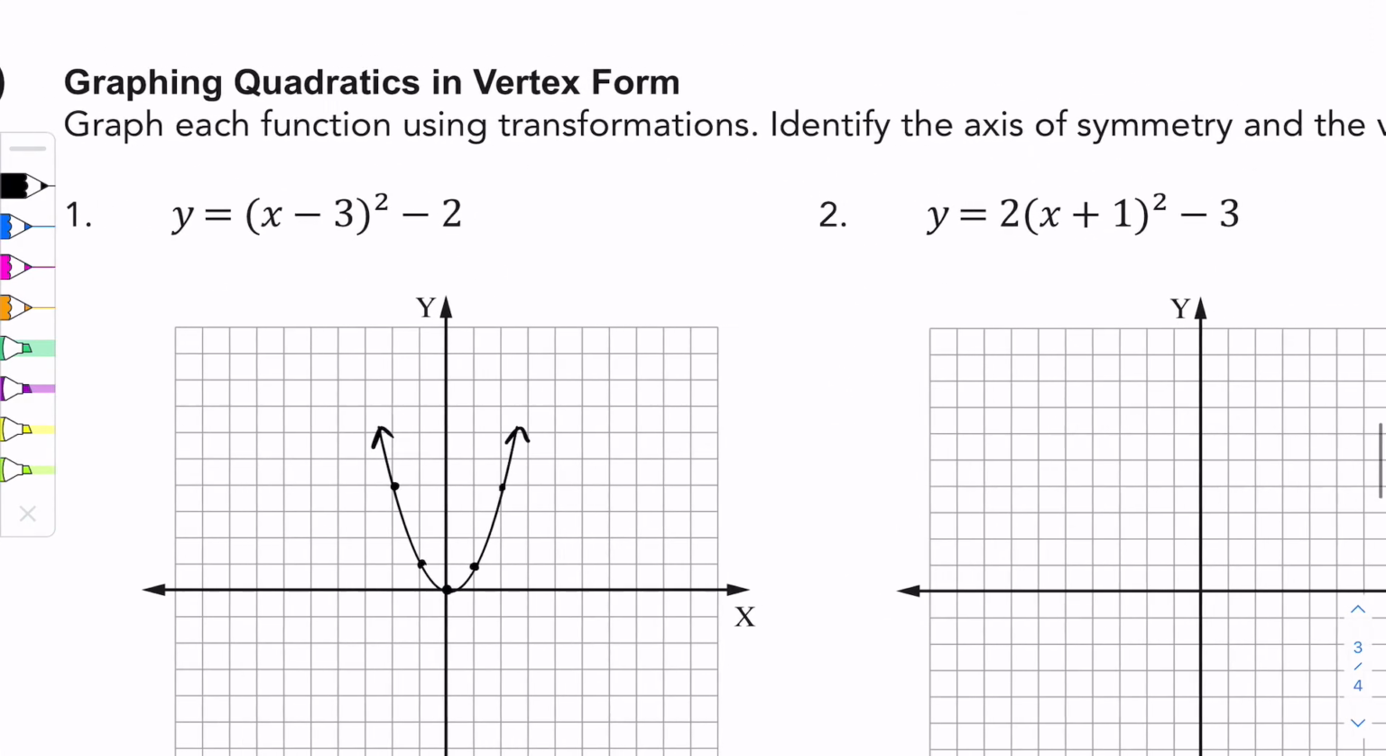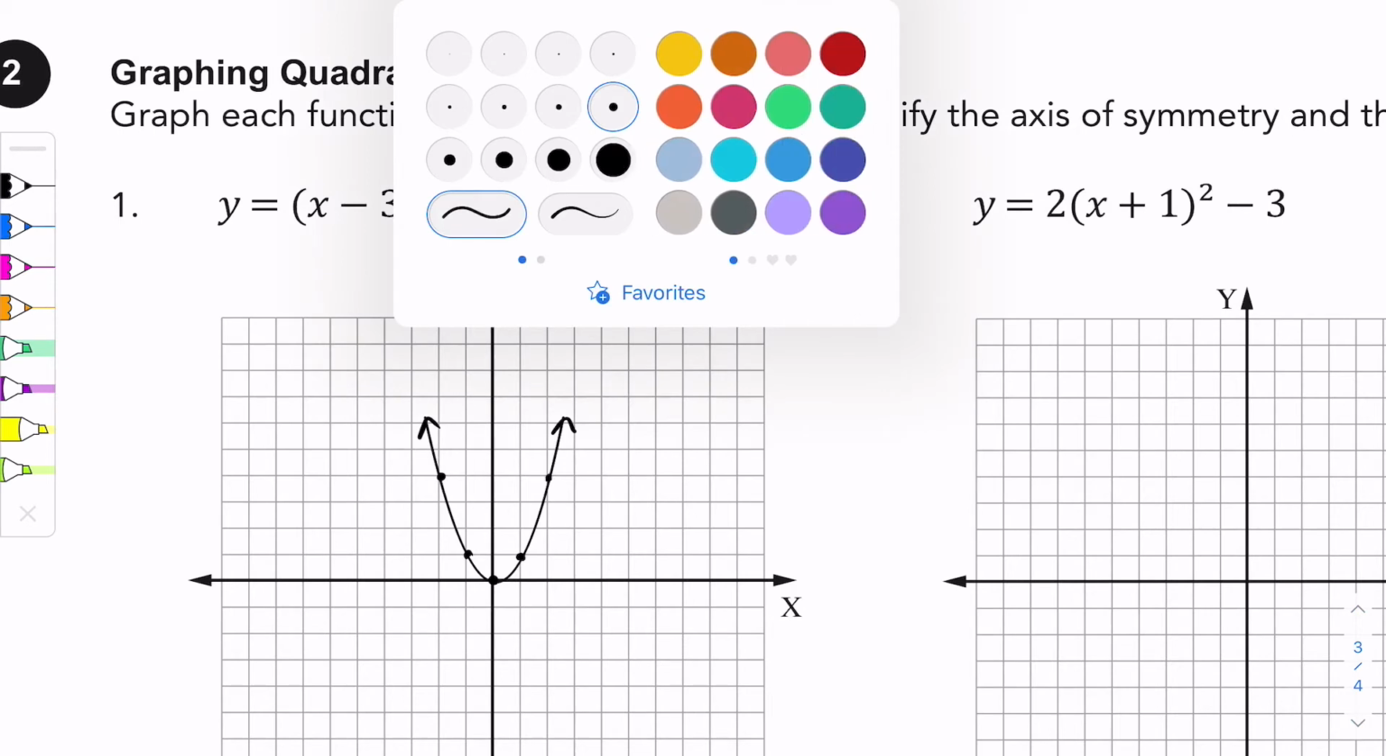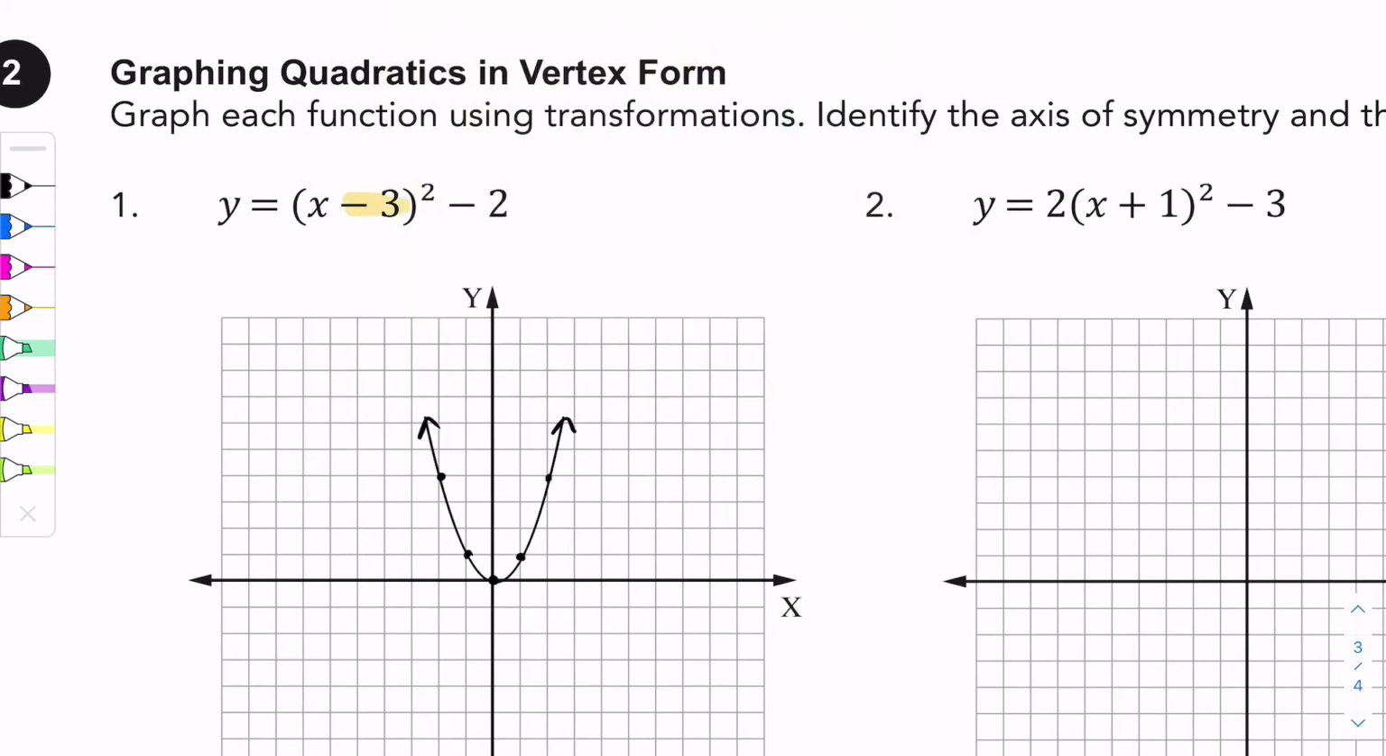Okay, from here we need to look at our transformations. So the first transformation I'm looking at is going to be my shift right here, my h value. Because it's x minus 3, that is actually a positive value. So the first thing I'm going to do is shift right 3 units. That means I take this graph, I shift every point to the right 3 units.